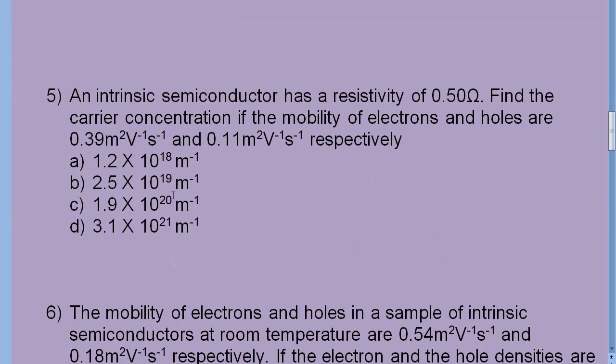Next, an intrinsic semiconductor has a resistivity of 0.50 ohm meter. Find the carrier concentration if the mobilities of electrons and holes are 0.39 meter square volt inverse second inverse and 0.11 meter square volt inverse second inverse respectively. So we need to find the carrier concentration. In this case we are given some parameters.